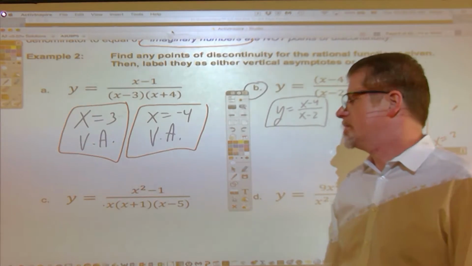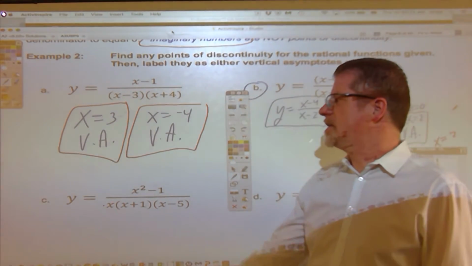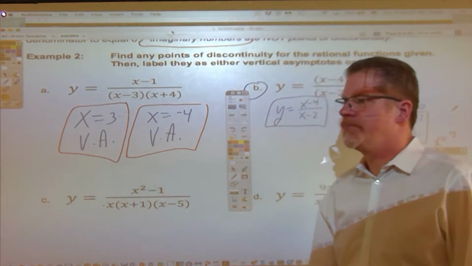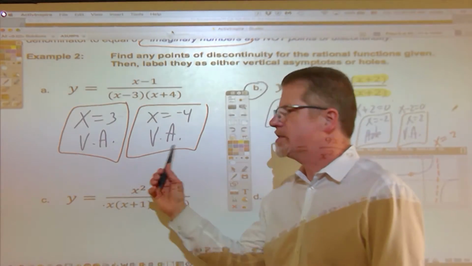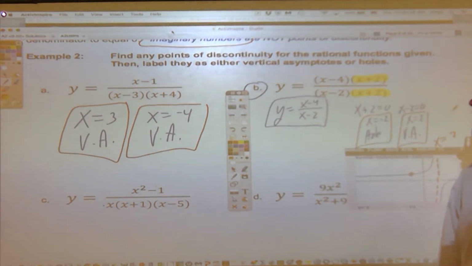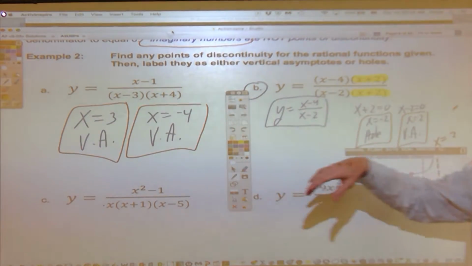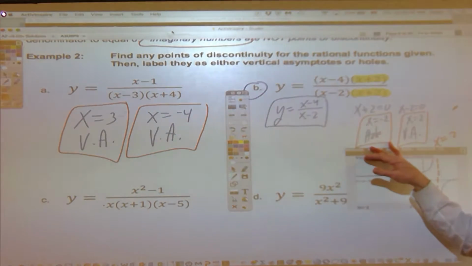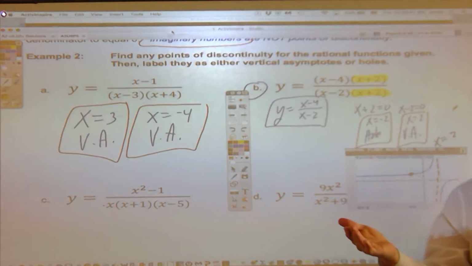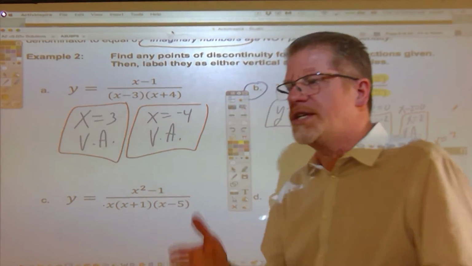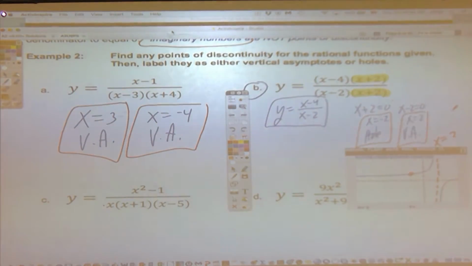I think the answer to example 2a is x equals 3 has a vertical asymptote, and x equals -4 also has a vertical asymptote. Any questions on how to tell whether the zeros of the denominator are going to lead to vertical asymptotes or holes? Because each zero of the denominator has to be categorized as either associated with a discontinuity that's a hole in the graph or a vertical asymptote.